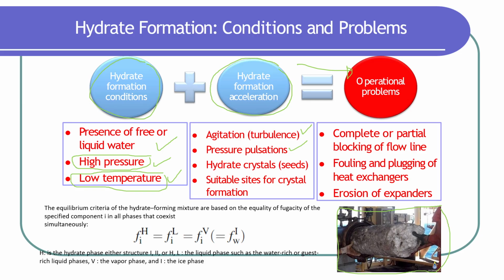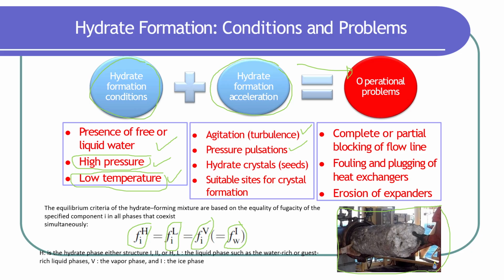So when we talk about gas hydrate formation, you have what we call equal fugacity, which means that the fugacity of the hydrate is equal to the fugacity of the liquid phase, which is equal to the fugacity of the vapor phase, which is again equal to the fugacity of the ice phase. So you have these four phases together: the hydrate, the liquid, the vapor, and the ice.